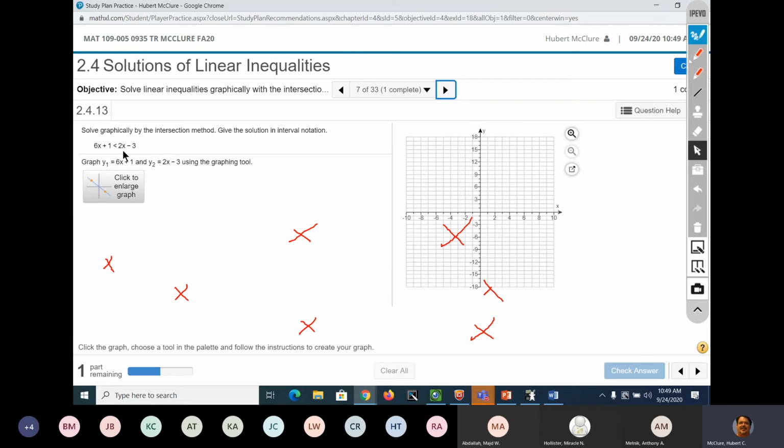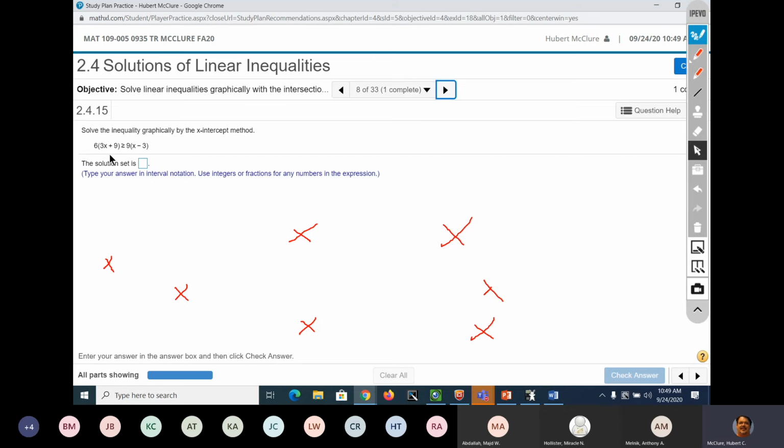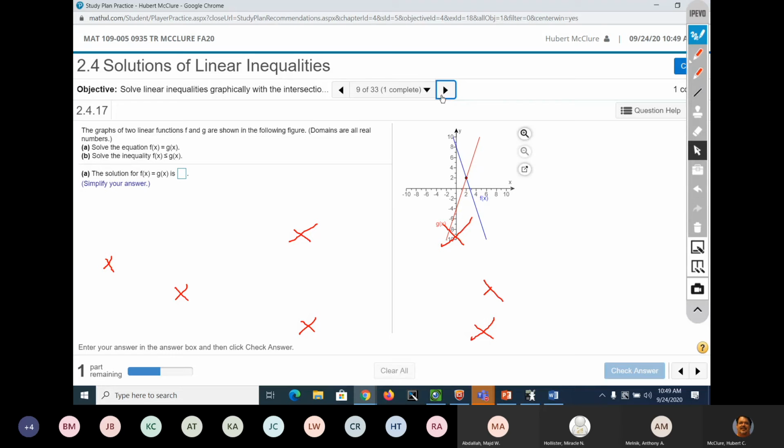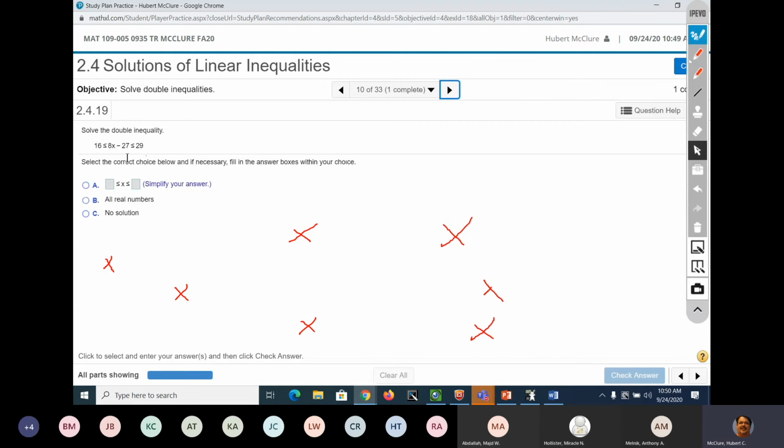Let's see, 6x. Graph 6x plus 1 and y is equal to, using the graphing tool. I'm not going to test you on that. There's another one. There's a test question right there. Remember, these are not on your homework. Let's do this one because I haven't done one like this.